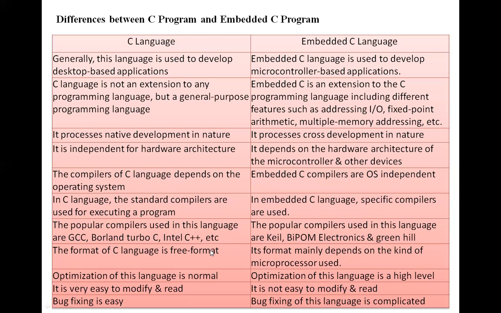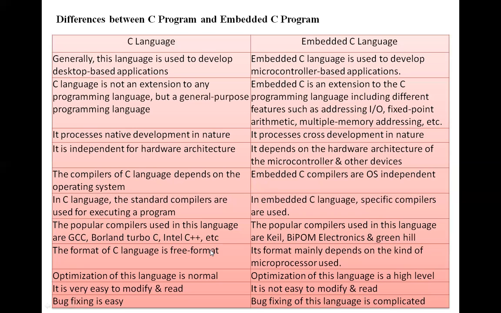Then optimization of C language is normal, but if you think about embedded C, optimization of this language is high level, so you cannot think of it as simple. In C language, it is very easy to modify and read, but embedded C is not easy to modify and read. And in C language, bug fixing is easy.